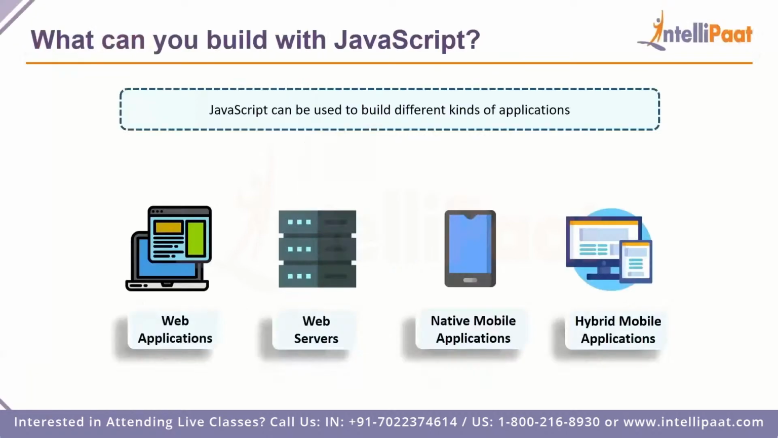So JavaScript can be used for different kinds of applications. These are web applications, web servers, native mobile applications, and hybrid mobile applications. All of these have different ways of being used, and different JavaScript code can be used for them. So let's take a look at them one by one and demystify how these things work. So the first thing is web applications. Using JavaScript to build web applications has been the norm. We have been building web applications using JavaScript since the invention of JavaScript.